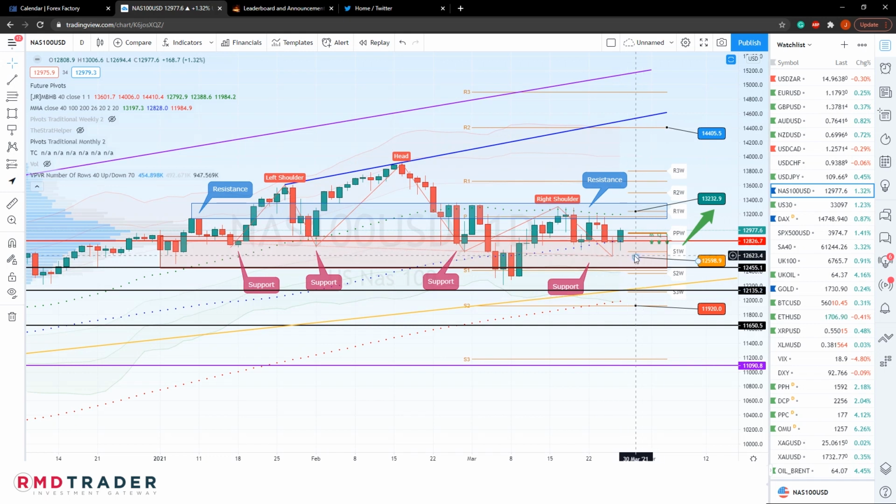But if we do break lower from that level, that will set up a short target near the daily 200 SMA and monthly S2 near 11,920. Considering the area of resistance near the daily 50 SMA and the weekly R1 pivot that's sitting at 13,232, that level would be considered a swing level. With a break above that, then invalidating that head and shoulders and setting up new bullish targets in the vicinity of the monthly R2 at about 14,400.